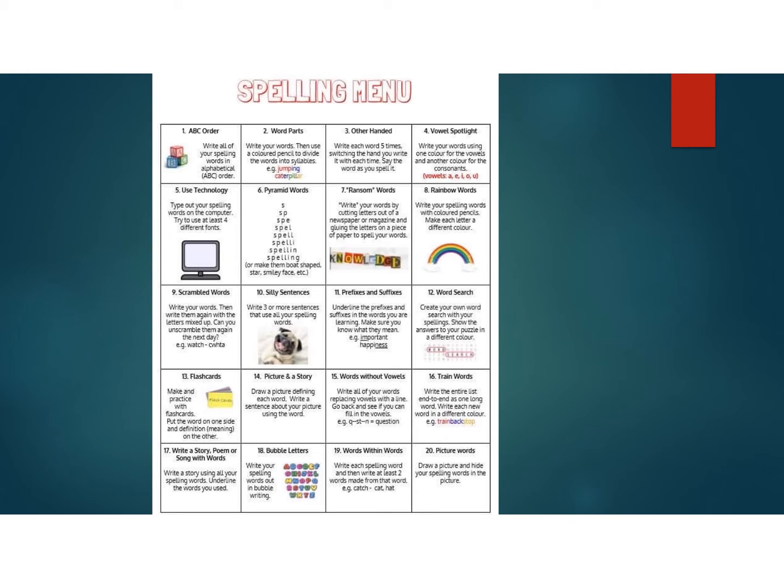The next task is prefixes and suffixes. So for this, you would underline any of the prefixes and suffixes in the words that you're learning. So for example, the im in impossible would be underlined, or happiness, the ness would be underlined as the suffix.